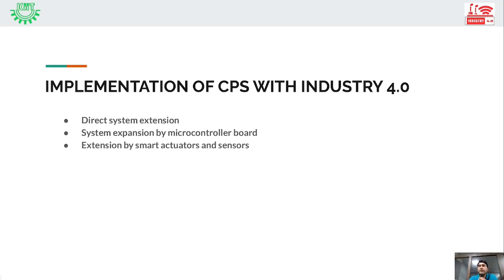Which means that if we want to convert any embedded system to a cyber physical system, then apart from the control units, sensors and actuators that are present in the embedded system, we have to have an interface to connect it to the internet. Now, in order to achieve this, various approaches have been investigated, and some of the basic approaches are these three. First one is the direct system extension. Second is the system expansion by microcontroller board. Third is the extension by smart sensors and actuators. So let us learn one by one.